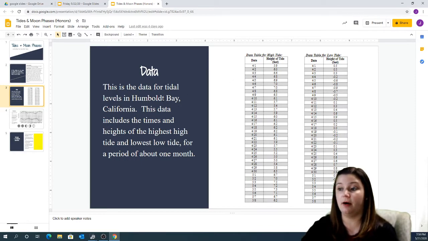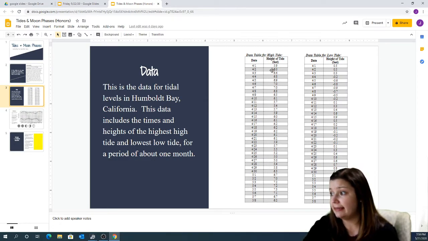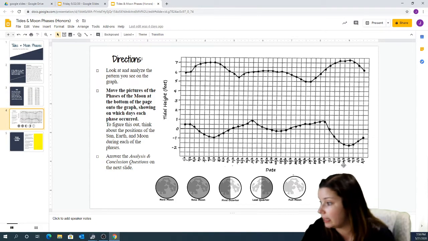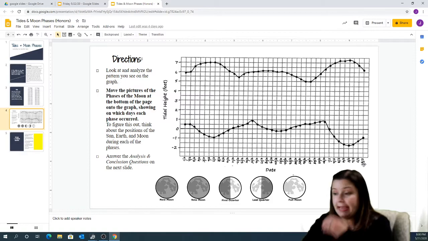You can see this is from Humboldt Bay, California, and it tells you the date and the height of the ocean at that particular time, okay? And I've graphed it. You can see it on this slide, okay? And you can see that, again, this isn't just the high and low tides every day. This is over a course of a little over a month, so from April 1st to May 8th, okay?